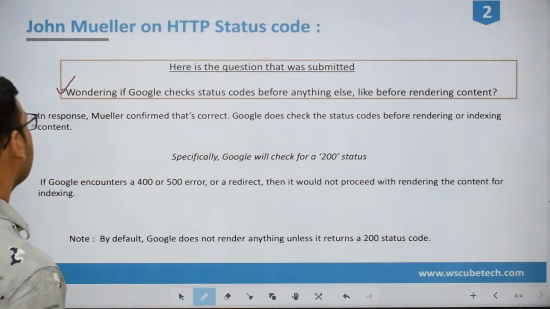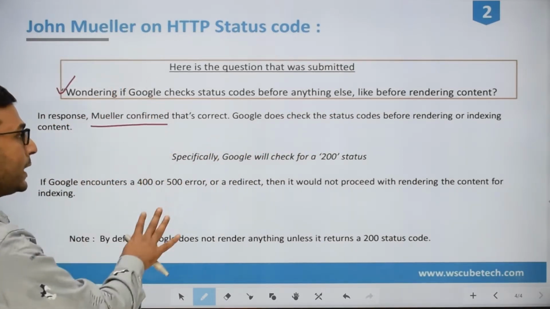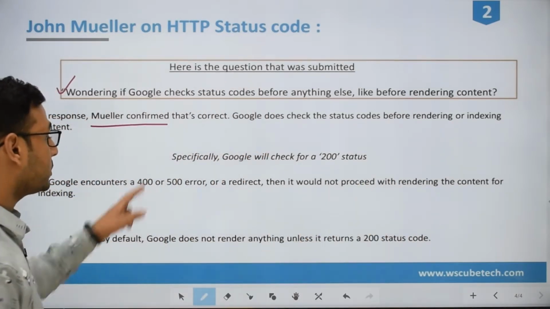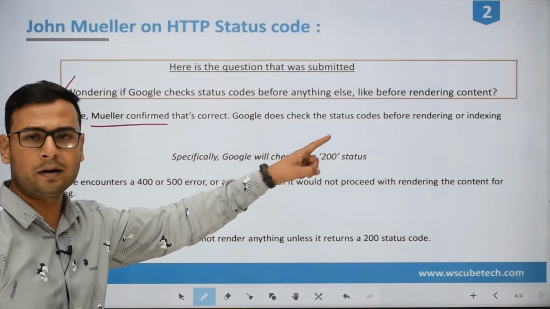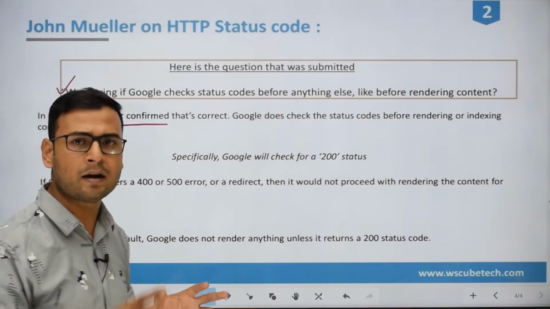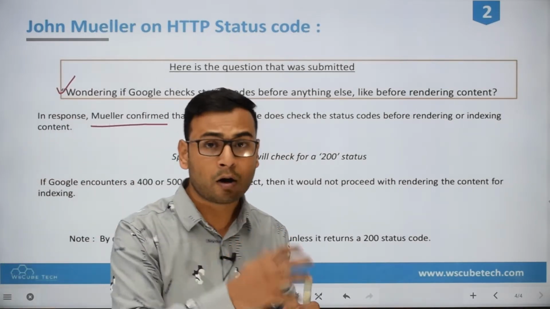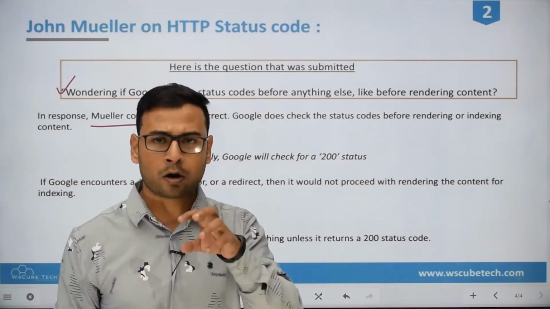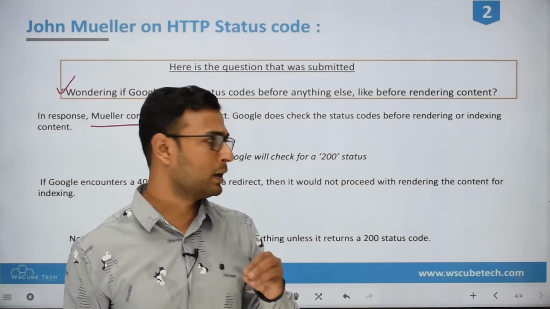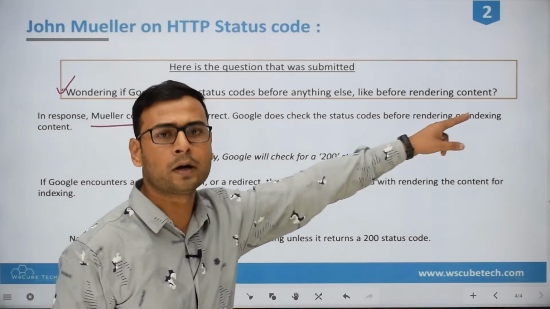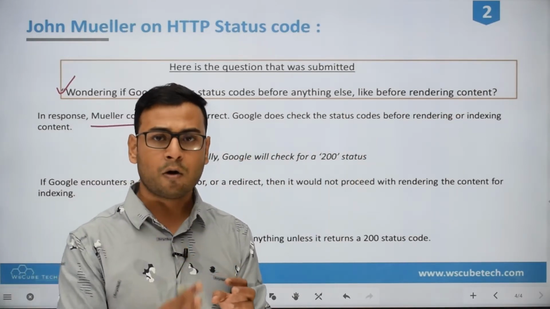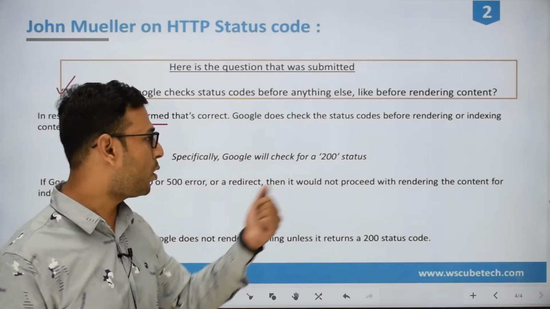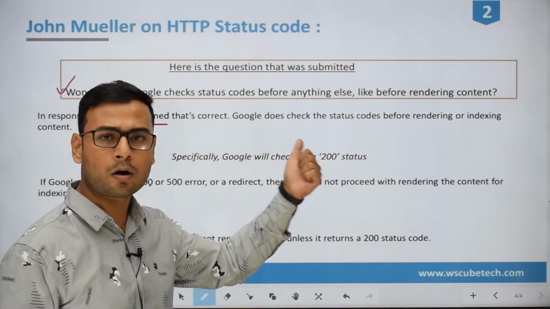What did John Mueller say? Mueller confirmed that it is correct. Google does check the codes before rendering or indexing content. Especially, Google will check for a 200 status, which means Google confirms whether your page is giving an OK response or not. And if it's not giving the OK response, the crawler will not move forward, which means it will not start rendering or indexing your web page. So, first of all, it specifically checks whether your response code is 200 or not, right?